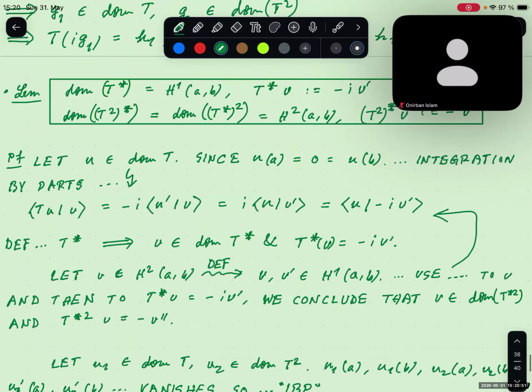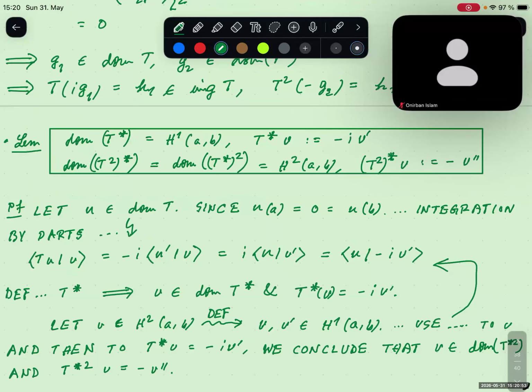In other words, now we know what is the domain of the adjoint of the first derivative on H1 naught, and what is the domain of the second derivative of this operator, and that is precisely given in this lemma. So the main point is I wanted to show how to get the domain of an adjoint operator.